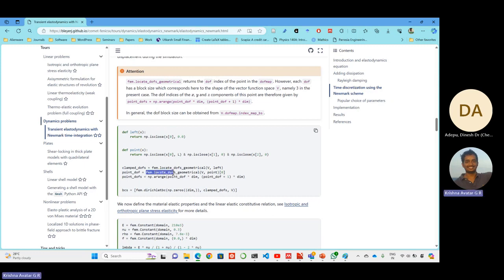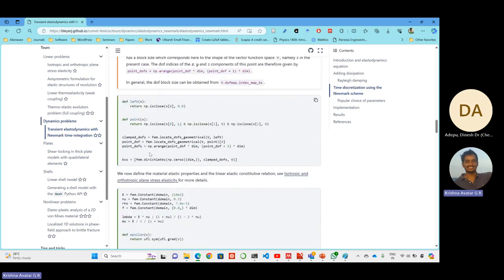So FEM locate DOF geometrical, and we'll get all the degrees of freedom, and then we'll prescribe some Dirichlet boundary condition, which happens to be 0 at those points. So that is the goal here, FEM dot Dirichlet boundary conditions, and on the clamped ends only we want to put the values of the displacement vector to be 0. So clamped ends and V is our function space.